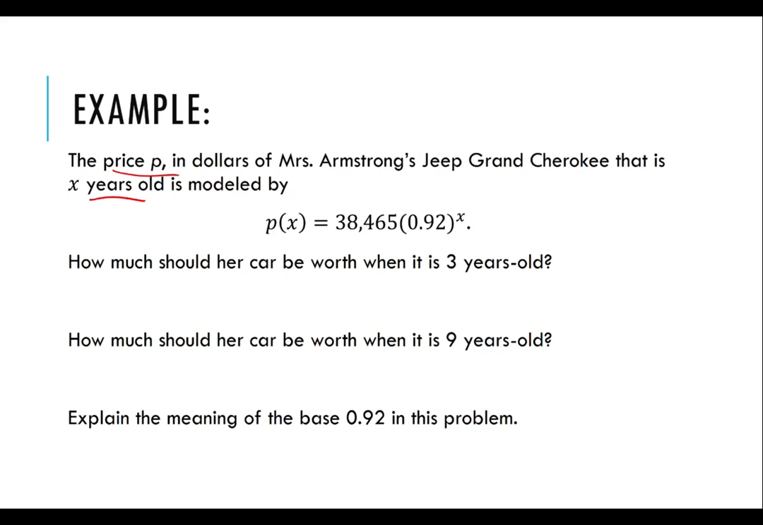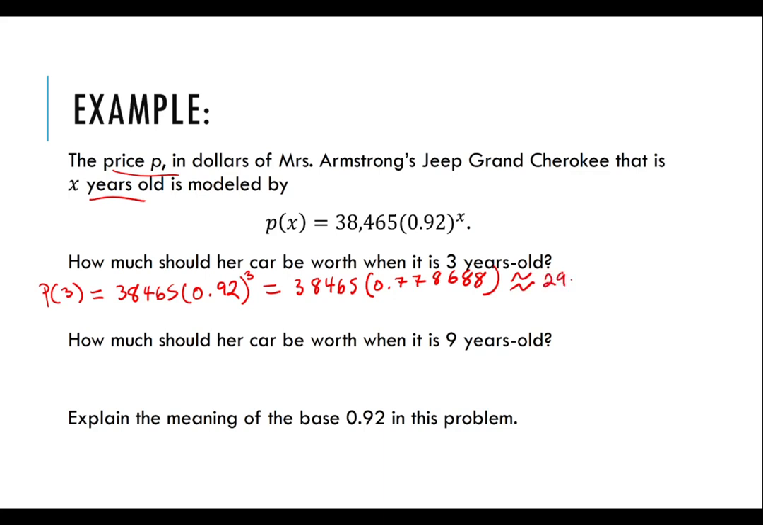So if we want to know how much our car should be worth when it's 3 years old, we just need to evaluate P of 3. That is 38,465 times 0.92 raised to the third power. Then we just have a calculator value that's going to be 38,465 times 0.778688, which I'm actually going to round to 2 decimal places since we're talking about money. And so that means that it should have a value in 3 years of $29,952.23. And that's my approximation.